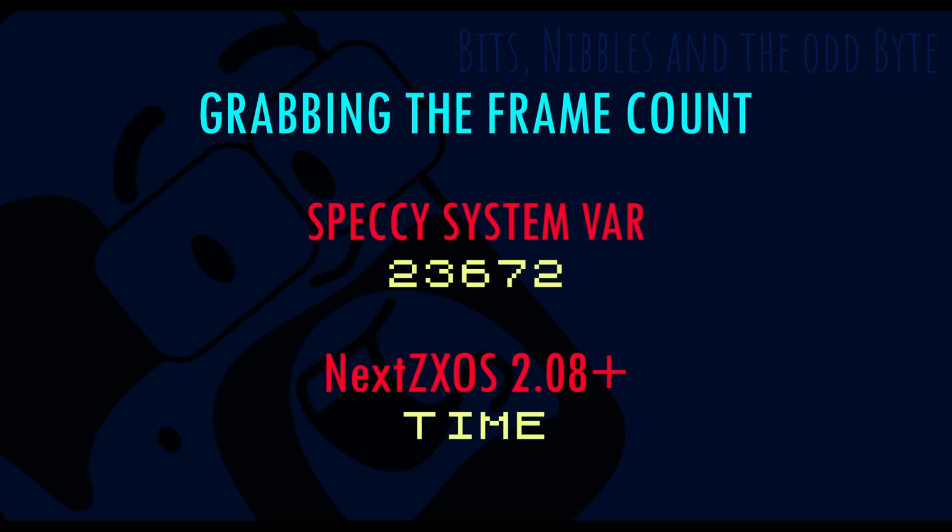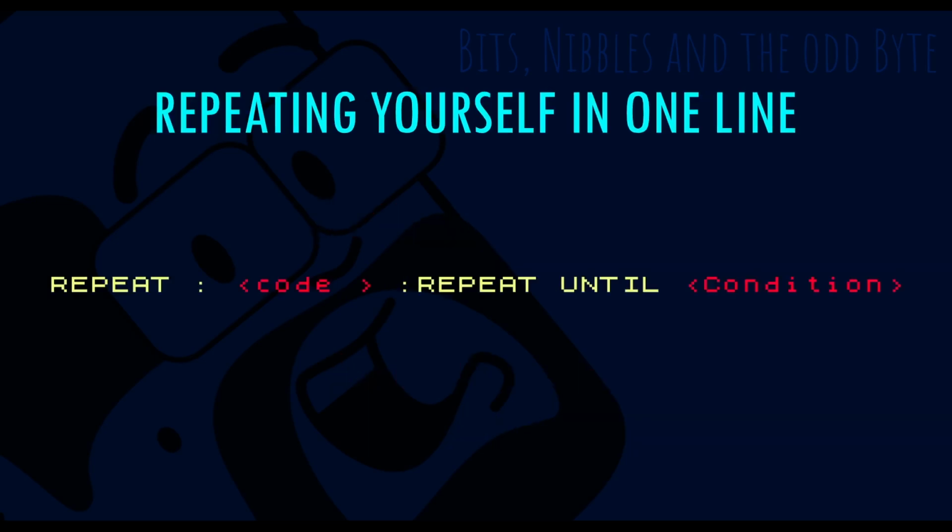And in ZX OS 2.08 and higher, they introduced a new NextBASIC command called time, which does pretty much the same thing. Now, when you're writing a game, you don't want to write lots of code, like 5 lines, to do a delay. So a really handy command, if you're not familiar with it, is the repeat command. Now let's put a repeating loop inside one line of code.